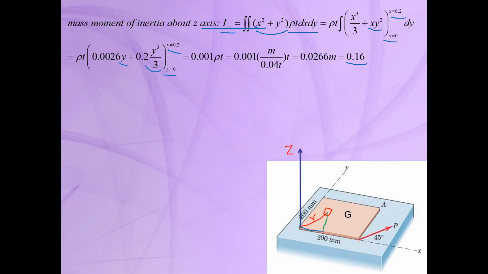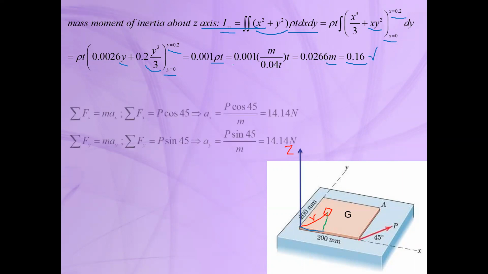Again, the total mass of the plate is equal to 0.2 times 0.2 times t times rho. So easily you can simplify and substitute the mass instead of rho times t, and then we know how much is the mass of the plate, and finally obtain the total mass moment of inertia.